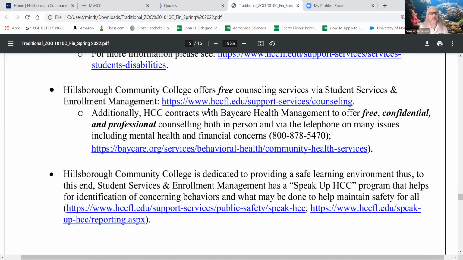This one's a bit on the scary side, but it's very important that our college does this. Notice that HEC has free counseling services, and they do so by connecting to Baycare. This is free, and this is amazing. You can talk about whatever you want to: school or work or family issues or money. I don't care. Something's really stressing you out and you need to talk to somebody. This is free and confidential.